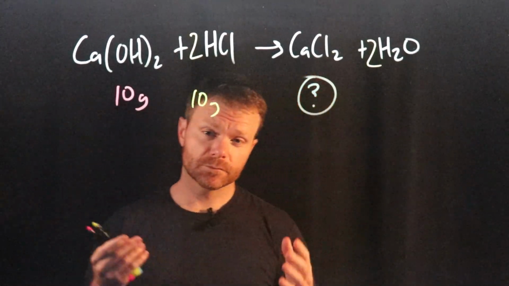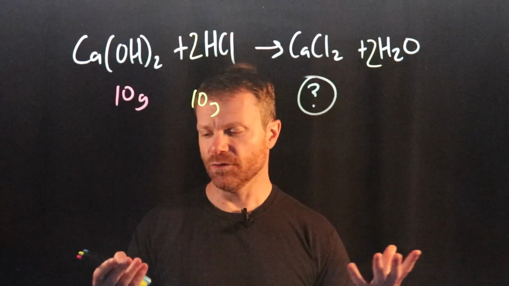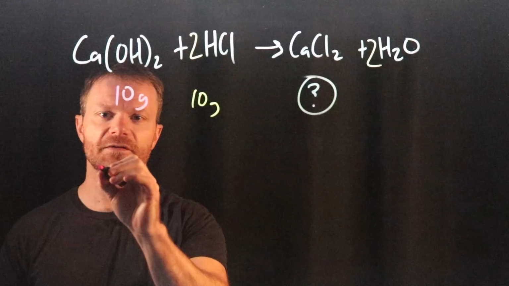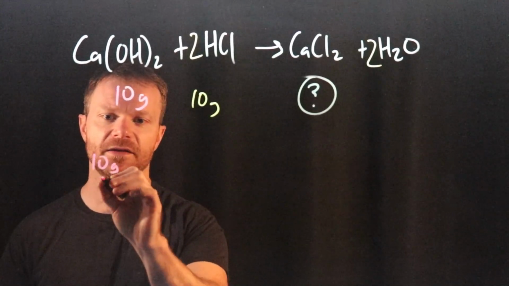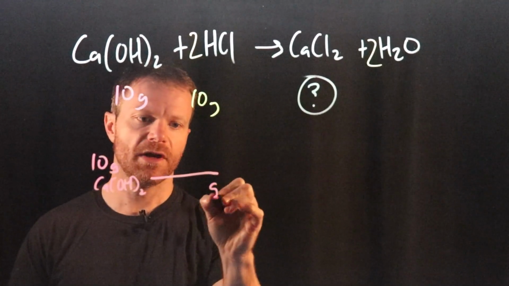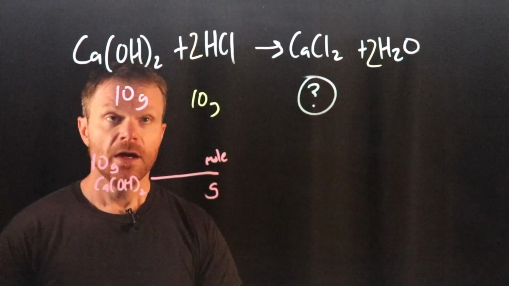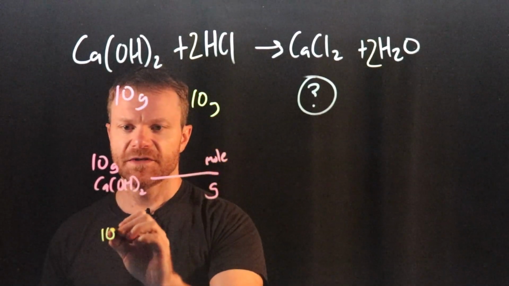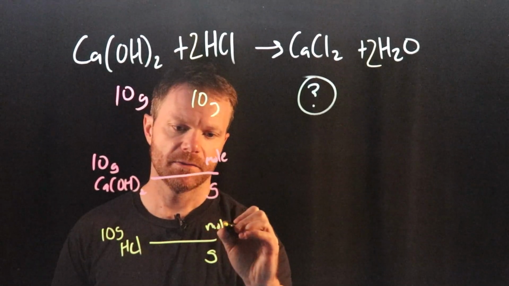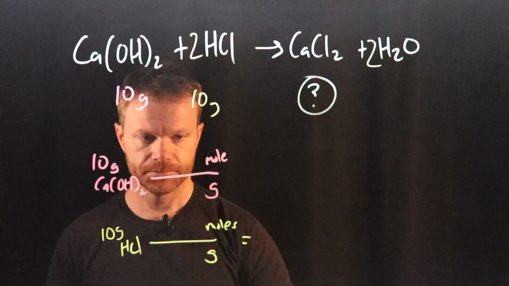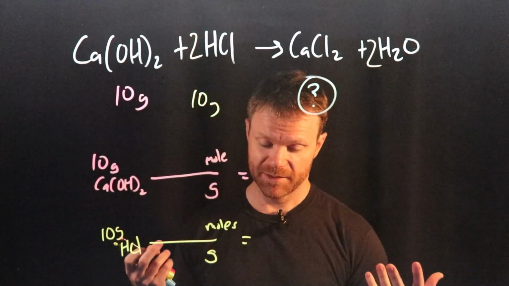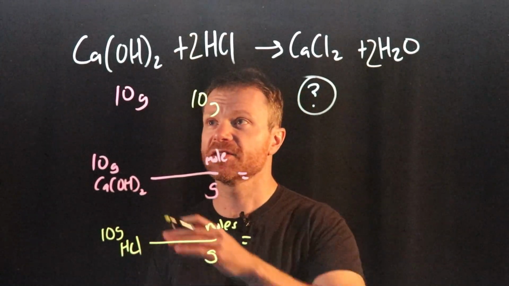Okay, so let's go through and do this problem now. The first thing we're going to want to know for each of these is, if we have 10 grams of calcium hydroxide, how many moles is that? So we want to get rid of grams and go to moles. And same thing for our hydrochloric acid. If we have 10 grams of HCl, how many moles is that? And in order to do both of those, we'll need the molar masses. So let's do some molar mass calculations.